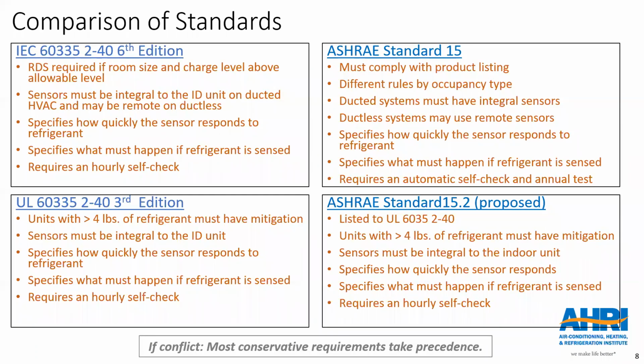Now, while there are differences, the AHRI standards do require products to be listed to a recognized standard, and for the US, this would be UL 60335. And that helps keep things more consistent. And another key is that when overlapping standards are different, the most conservative version of the requirements is used. So overall, these standards are consistent with what must happen when a leak is detected, and those actions are shown on the next slide.